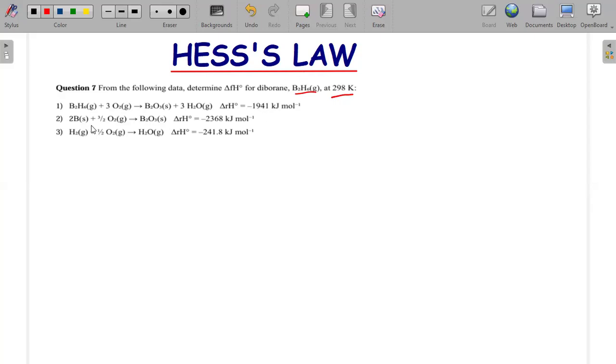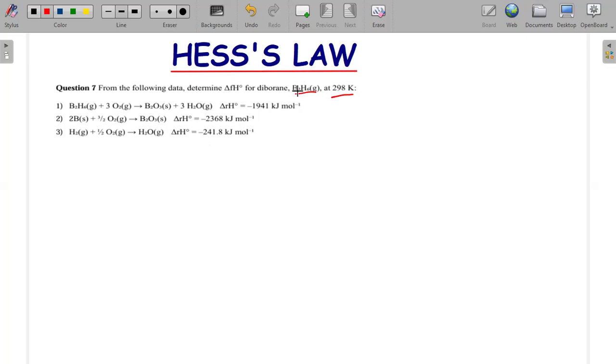Here we've been given the three equations, and we've been given the change of enthalpy for all these reactions. So now, how do we apply Hess's law for such equations? The first thing that we need to do is to come up with the target equation. What's our target equation? We are trying to form diborane. So how do we form diborane?